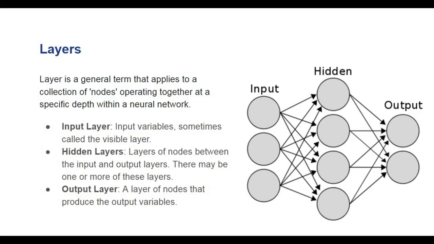And we have the output layer, which is a layer of nodes that produce the output variables. So the input, the hidden, the output. The input variables, the hidden, it's the one in between, and then the output variables.